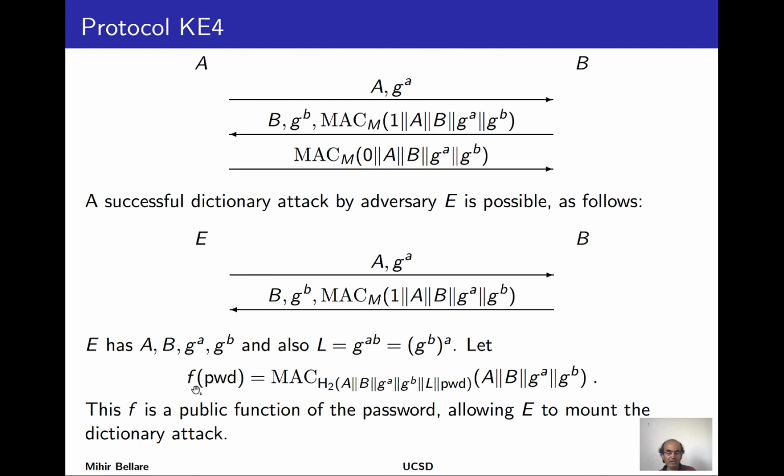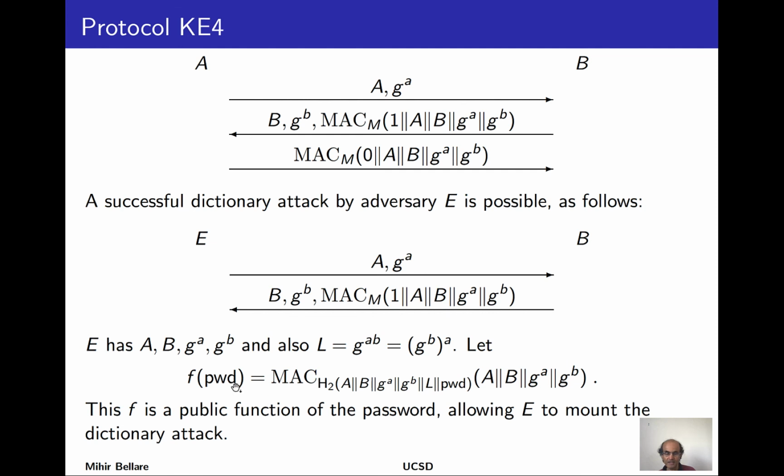Now, let's consider the following function. On input the password, it returns this MAC. So it computes the MAC. The key here is the hash function h2 applied to all the stuff we saw before. That includes the Diffie-Hellman key, the password that's input here, and then the MAC is computed over this. In this function, we are regarding everything except the password as fixed. They're all determined through this one exchange. They're all public and known to the adversary, and they're all fixed. So this is a function of one argument, the password.